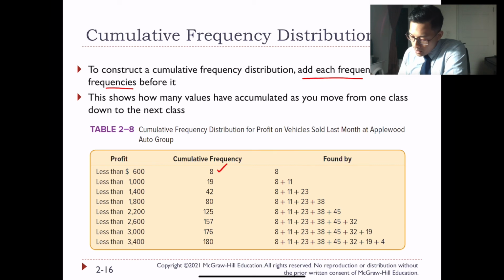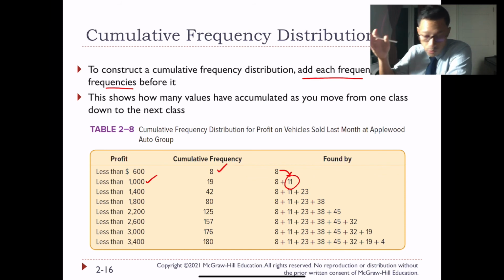To construct a cumulative frequency distribution, what we can do is add each frequency to the frequencies before it. This shows how many values have accumulated as you move from one class down to the next class. For example, you have observations between 200 and 600, or you can just say less than 600, and you have 8 observations. Then you also have observations from 600 to 1000. If you accumulate observations from 200 to 600 and then 600 to 1000, you can say it's just observations of profits less than 1000.